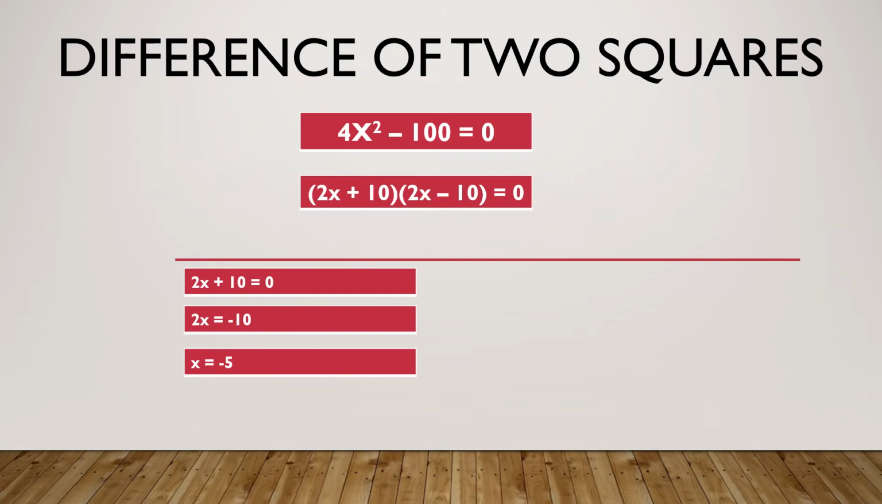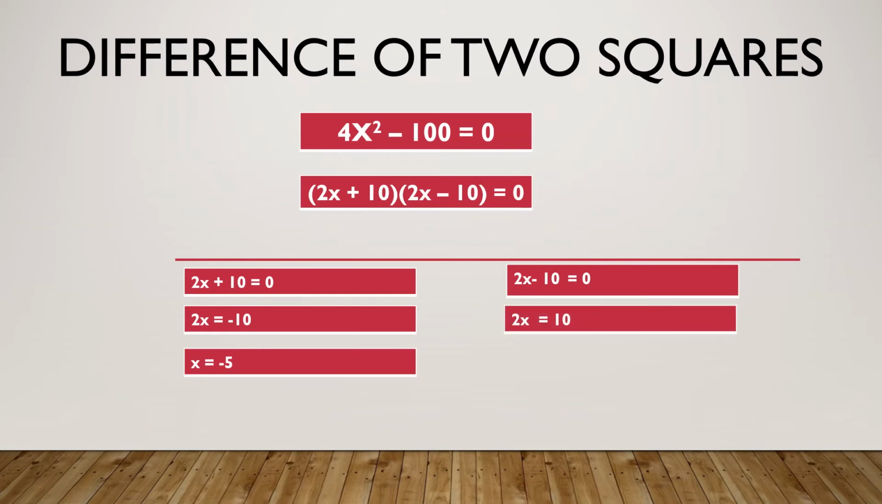So negative 10 divided by 2, the result is negative 5. Okay, let's solve the second factor, which is 2x minus 10. And we're going to equate this one to 0. So you have 2x minus 10 equals 0.